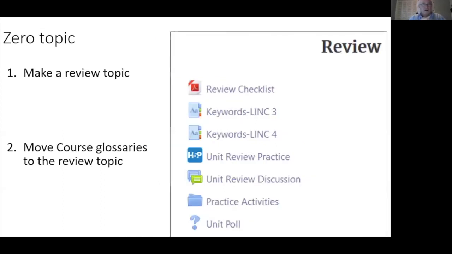Okay, so another way to lessen the load on the zero topic is to make a review topic. So once again, you would go to the bottom of the page, click on add topic, make a review topic and position it somewhere. So I'm not sure if we have midterms or finals or unit summaries, but if you did, you could take things like the big glossaries. So for keywords for the LINC 3, the whole of LINC 3, you could put them in the review topic. So everything is grouped as a review.